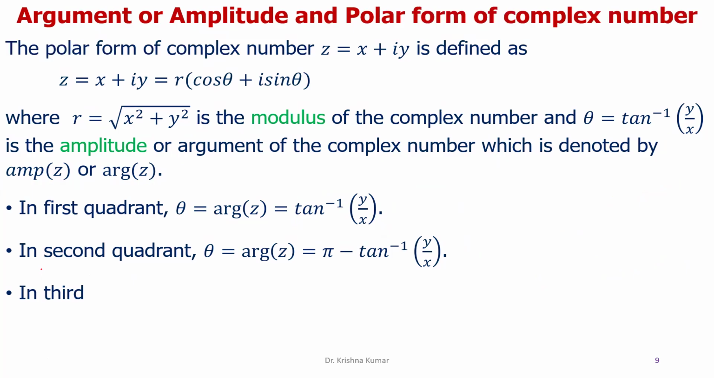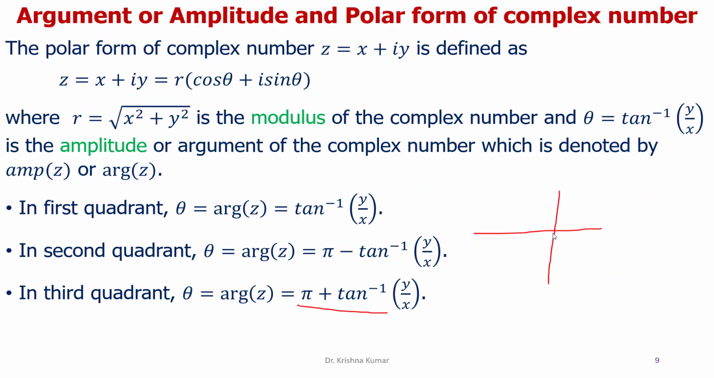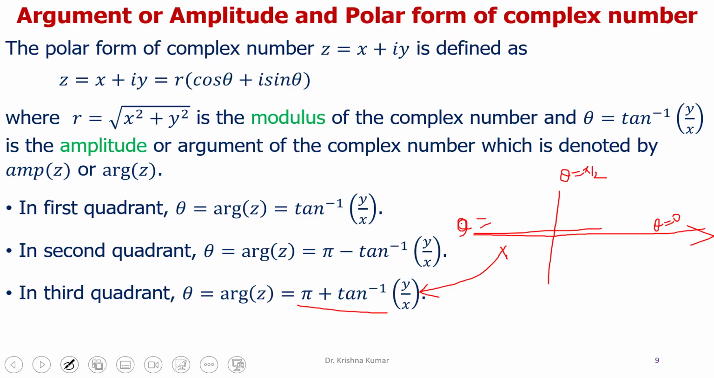Similarly, in third quadrant, theta is equal to argument of z equal to pi plus tan inverse of y by x. So now this is third quadrant. Here its argument will be pi plus, because we have to measure from this point. This is theta equal to 0, this is theta equal to pi by 2, this is theta equal to pi, and this is theta equal to 3 pi by 2. So what is the argument in the third quadrant? It is pi plus tan inverse of y by x.